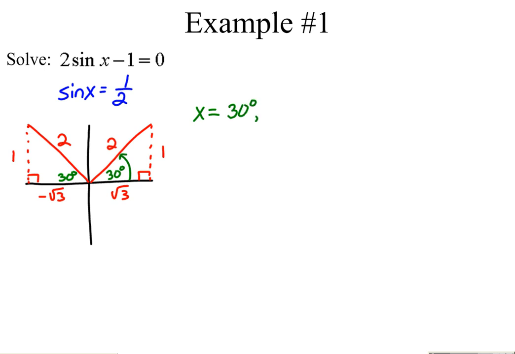First rotation is 30 degrees. Our second rotation, we know it's 180 if we go halfway around. 30 less than that is 150 degrees. Those are our two solutions between 0 and 2 pi. In other words, those are the only two spots that sine is positive in one complete revolution. If we did this in radians, that would be pi over 6 and 5 pi over 6.